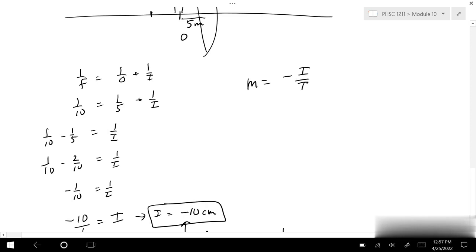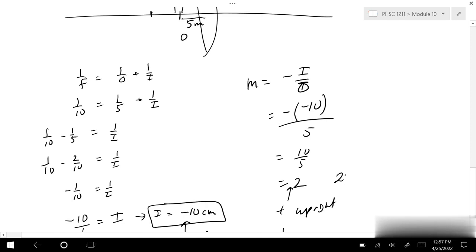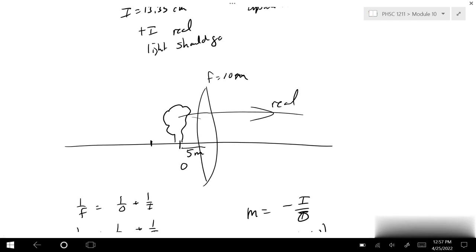And my magnification is equal to negative I over O, which is equal to negative negative 10 over 5, and that is equal to 10 over 5, which is equal to 2. So it's positive, so it's upright. And now this 2 is greater than 1, so it's 2 times bigger. So now I'm upright, and I'm 2 times bigger. So this is my image here.